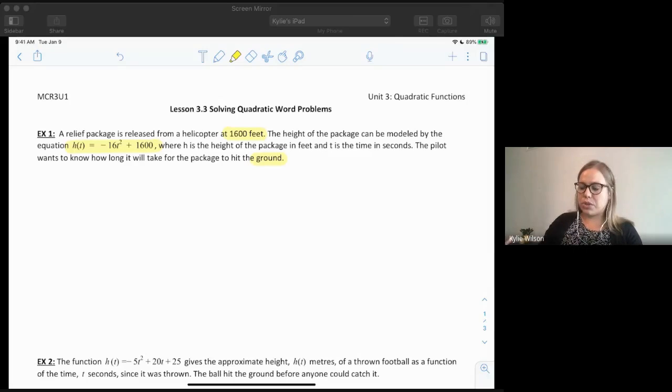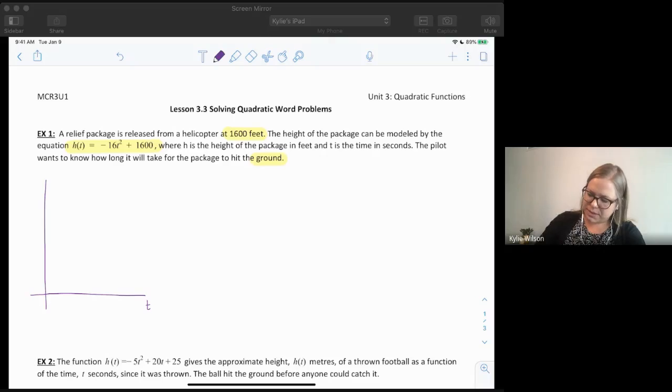So I'm a visual learner, so it helps me a lot if I start by drawing a diagram. You don't have to draw a diagram, but it makes things significantly easier. So I'm going to draw a little graph here. We have time on the bottom, h here, and my helicopter drops it from 1,600 feet, and my little care package goes down and hits the ground. And of course, this is just a sketch, so we don't know if it's accurate or anything like that.